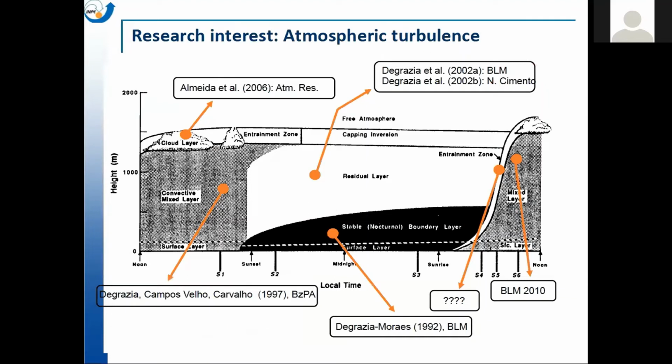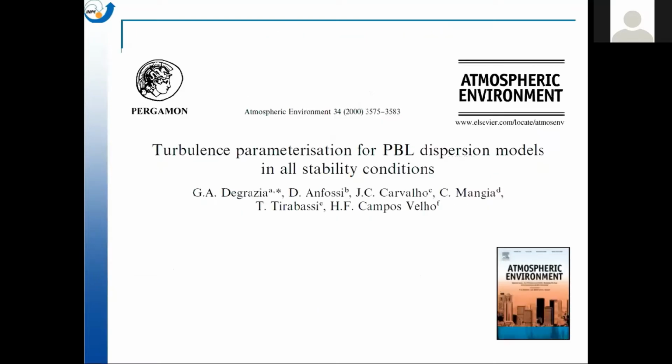In atmospheric turbulence, we try to identify some parameterization for different conditions of the turbulence inside the atmosphere: convective layer, boundary layer, residual boundary layer, stable or nocturnal boundary layer, and try to derive some parameterization for these different conditions in a planetary boundary layer. And these are our results using the Taylor turbulence modeling for atmospheric turbulence.